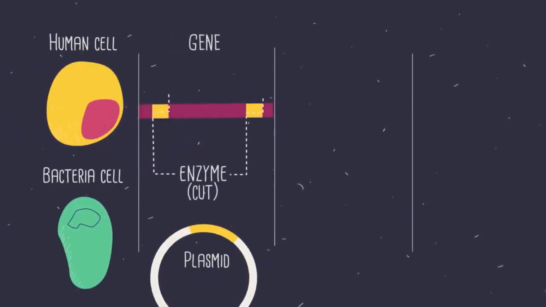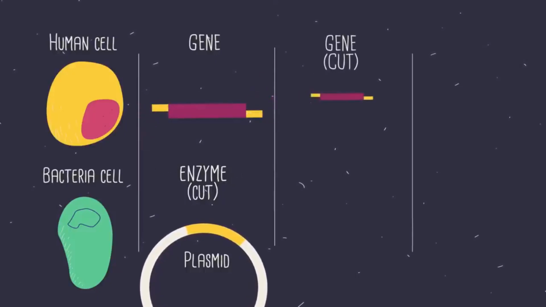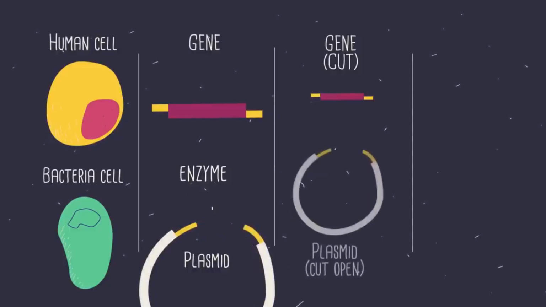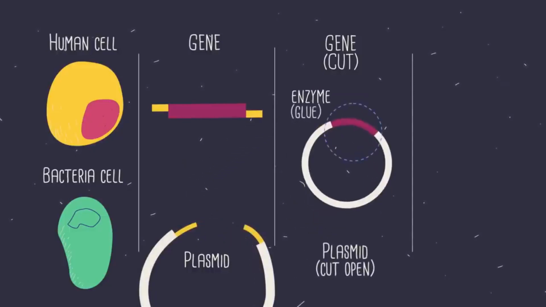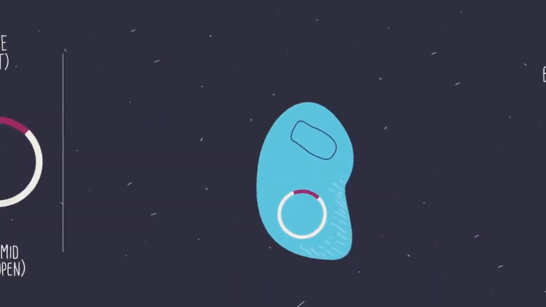First, we cut the gene for human insulin from a human cell using an enzyme. We then use the same enzyme to cut the circular bacterial plasmid open and stick the insulin gene and the plasmid together. Then we put the modified plasmid back into a bacterial cell, and we wait.